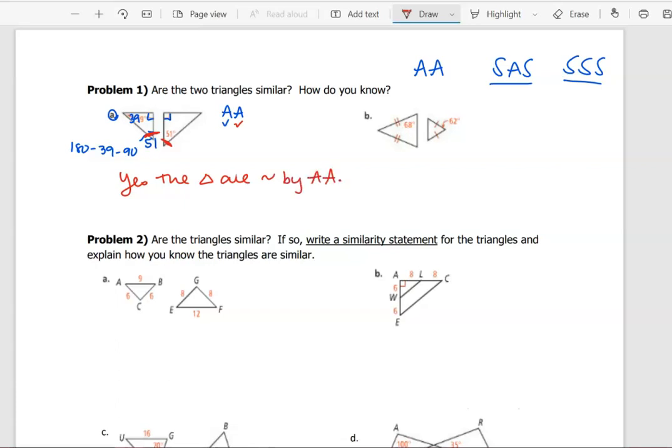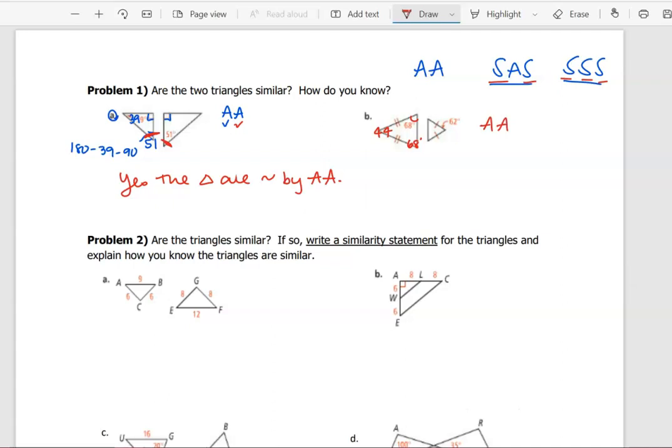Okay, let's check out B. When I look at B, again, I only know the angles. I know that these sides are congruent, and what that tells me is I've got an isosceles triangle. So if this angle is 68, I know that this angle is 68. That's helpful because then I can get that this angle is 44, but I don't know anything about the sides. So hopefully, again, I'll be able to use angle, angle.